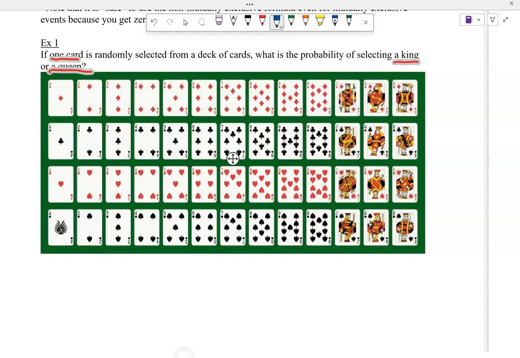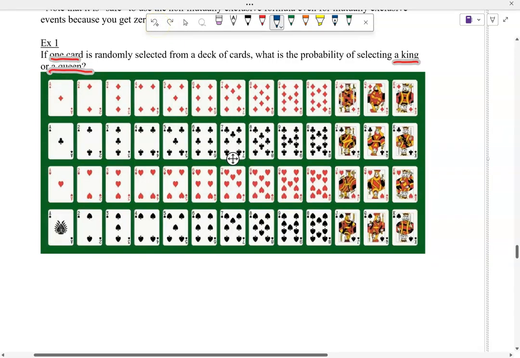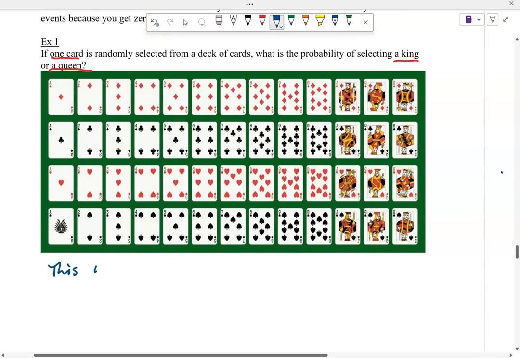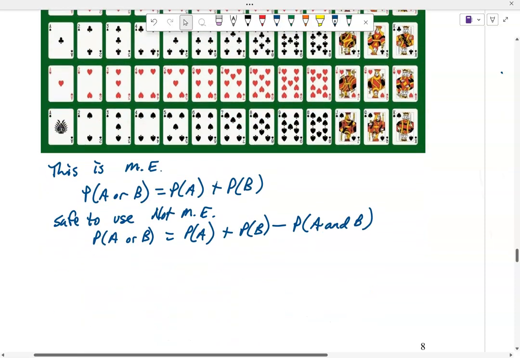So this is mutually exclusive. So being mutually exclusive, the probability of A or B occurring is probability of A plus probability of B. Now, I did say it is safe to use the not mutually exclusive formula all the time, which is probability of A or B is probability of A plus probability of B minus probability of A and B occurring. So let's go ahead and do it that way.